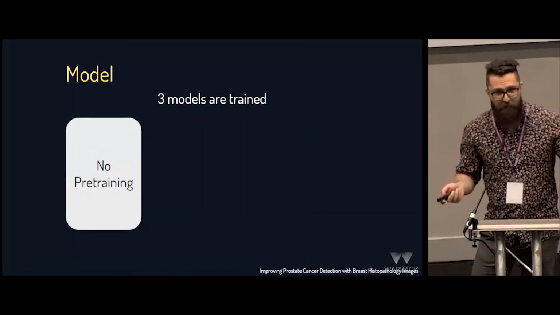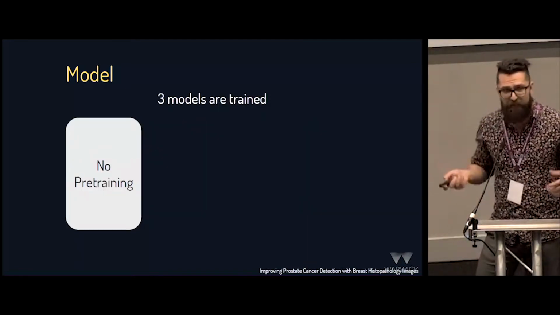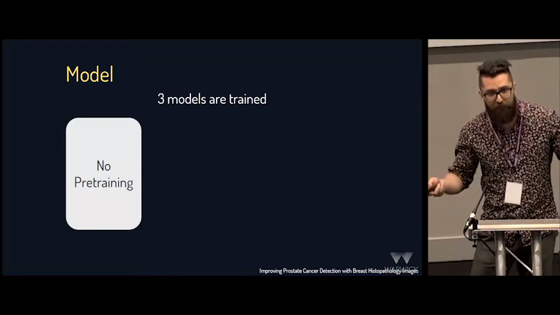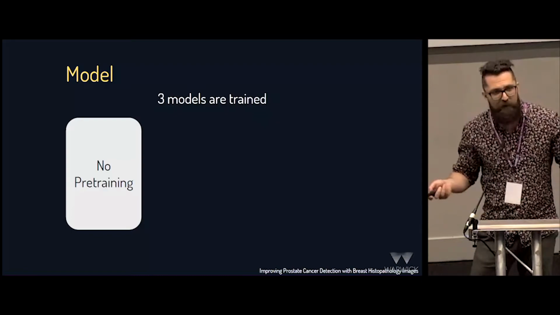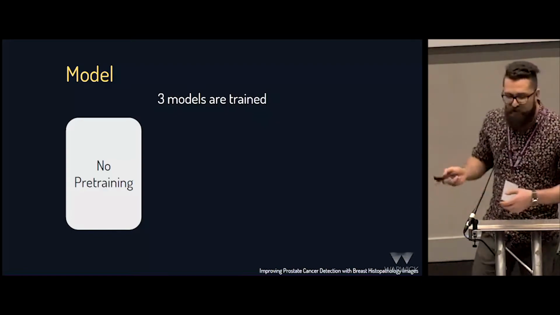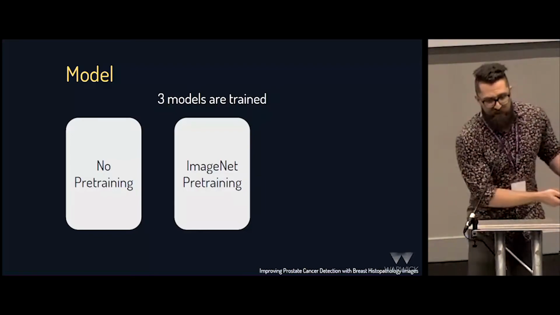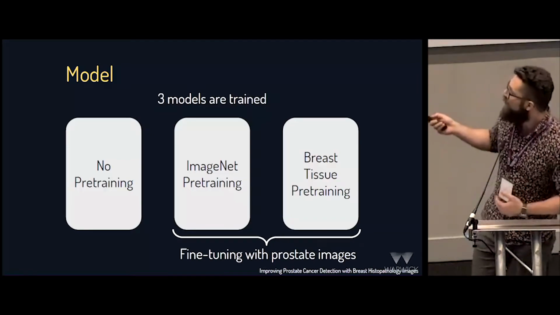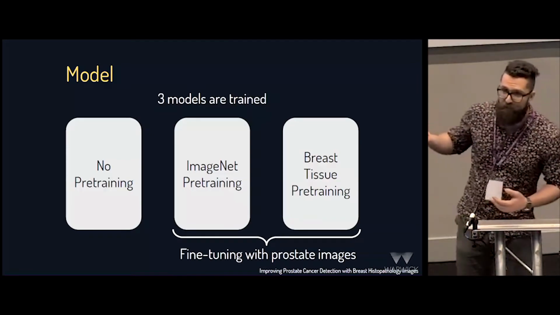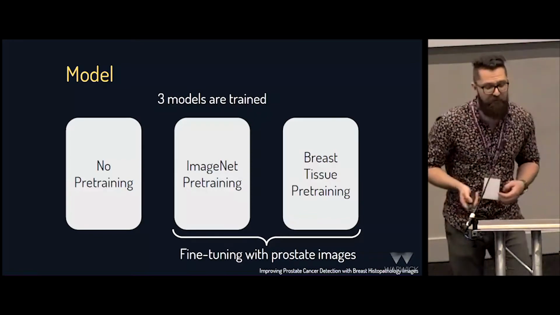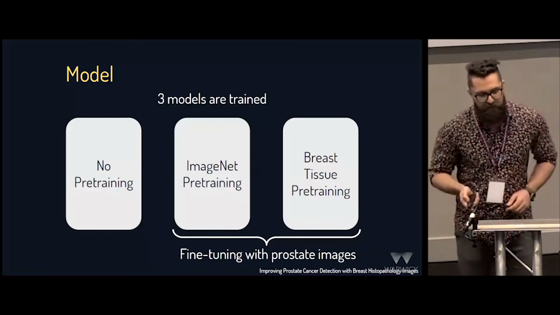So we trained 3 models. No pre-training means we trained with our own prostate tissue whole slide images. It means the neural network coefficients are randomly initialized. Then we use ImageNet pre-training and breast tissue pre-training. So basically, this is training from scratch with our prostate whole slide images, and these two models are fine-tuned with our prostate whole slide images.